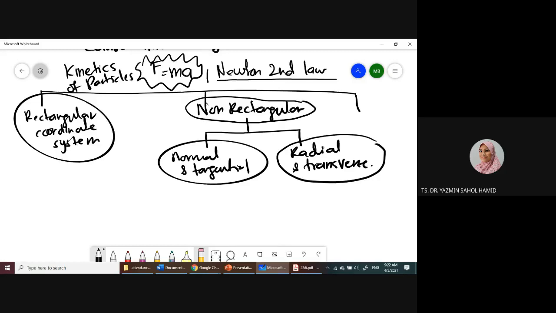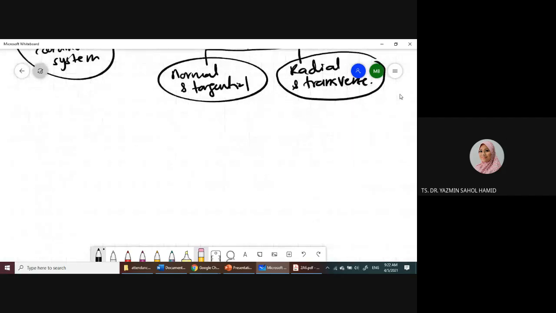So now for the rectangular coordinate system, hold on. Okay, but before, hold on. Okay, now I'm gonna go here.